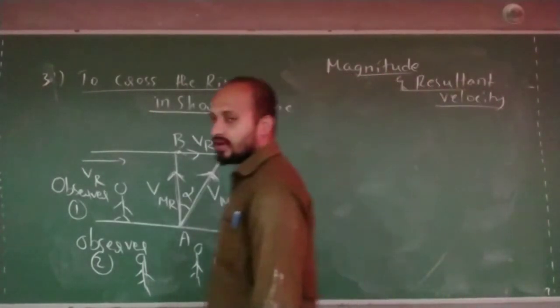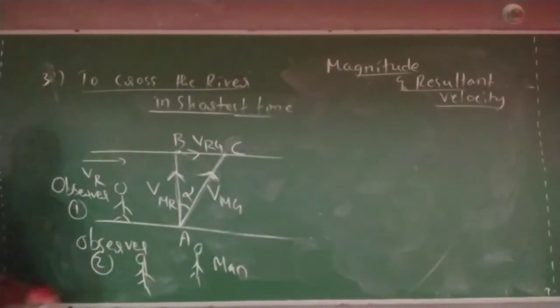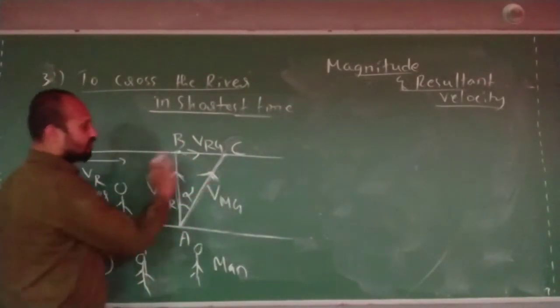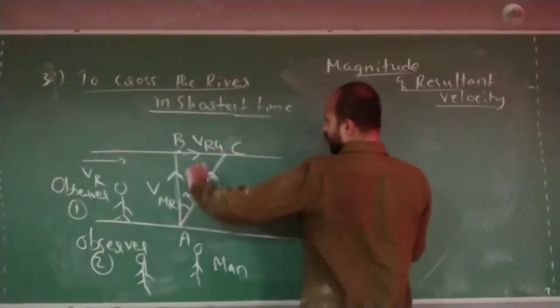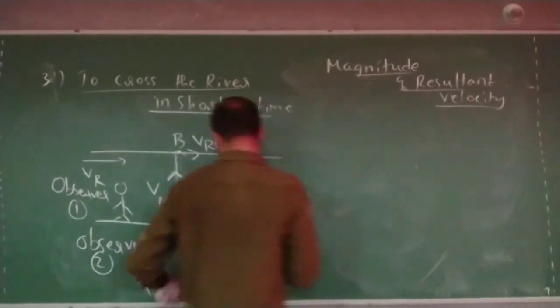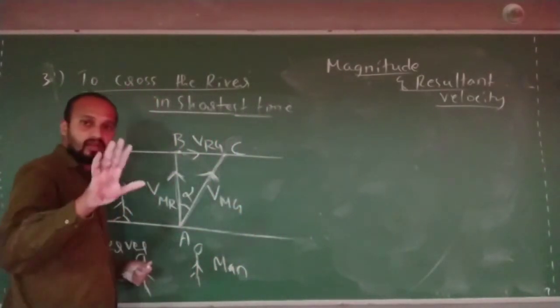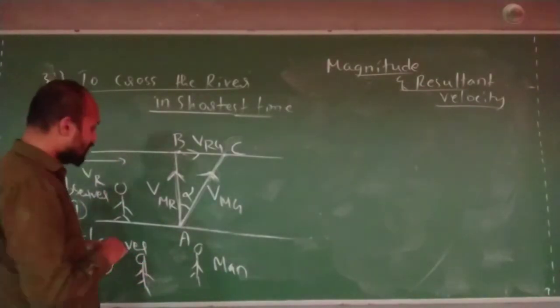Magnitude of resultant velocity, you can see here, this is the magnitude of resultant velocity. So we can write so many things. First, Vmg is equal to AC by T, and here also same thing. Next, we will come to time.